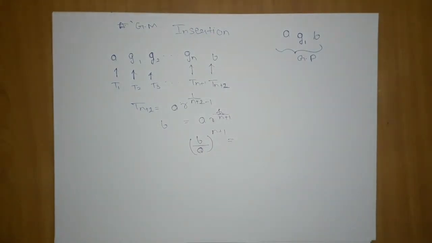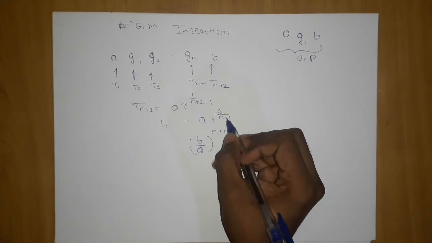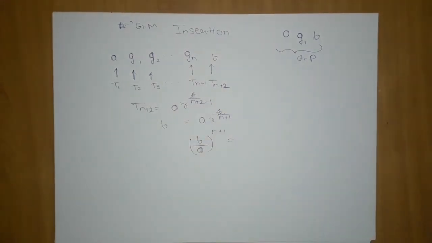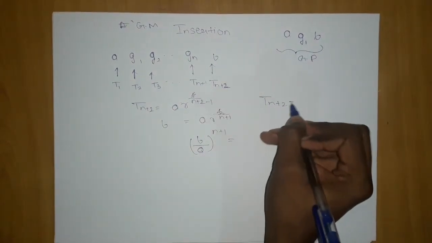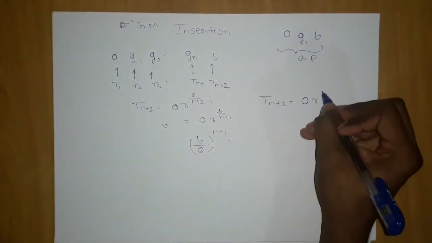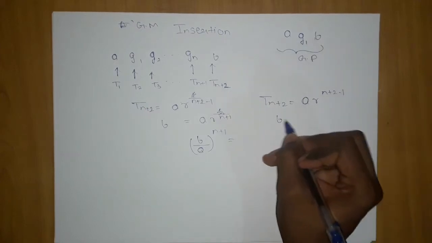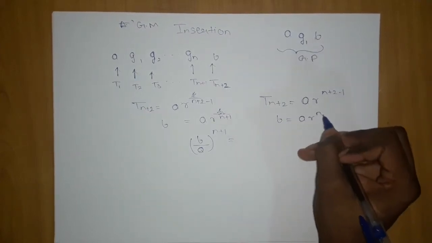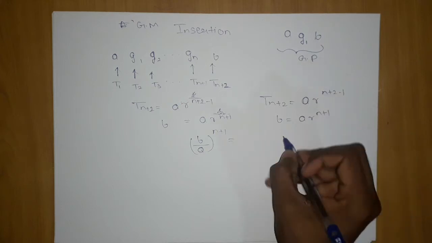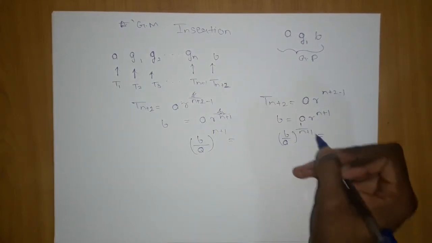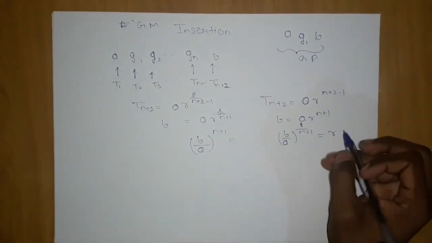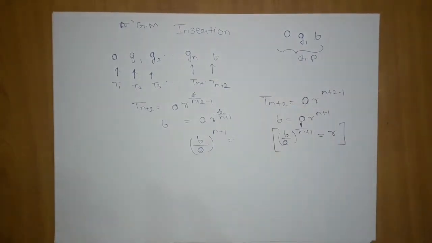Why am I using 1 upon r? R n plus 1, this is not 1. This is nothing but n plus 2 minus 1. This is like t n plus 2 I want to find. This is a, r to the power n plus 2 minus 1, and this is b, this is a, r to the power n plus 1. We get b by a is equal to 1 upon n plus 1. Like that, and here we got r. So our r is b by a to the power 1 upon n plus 1.